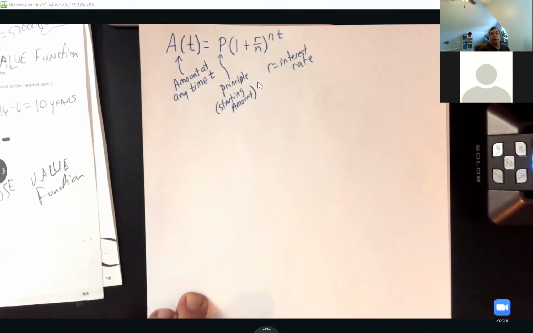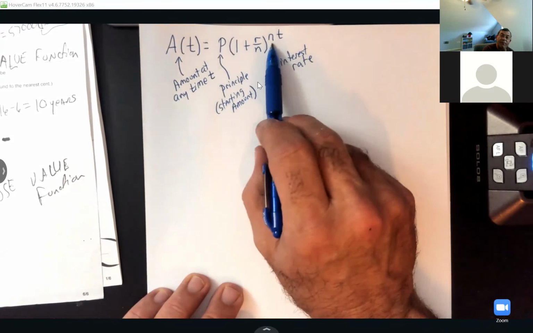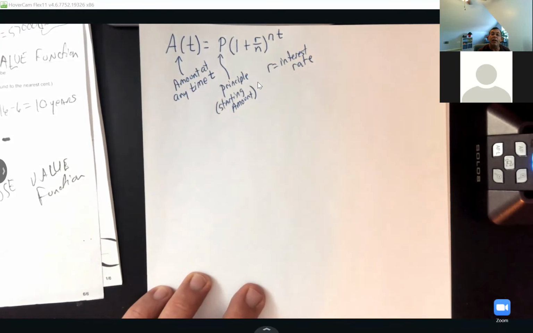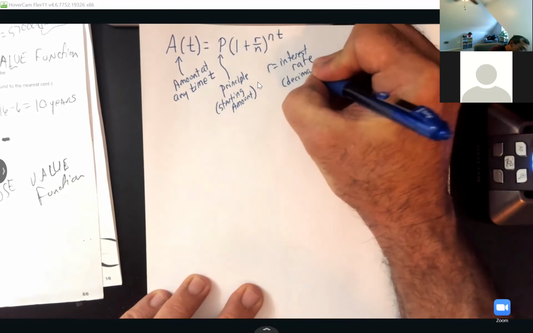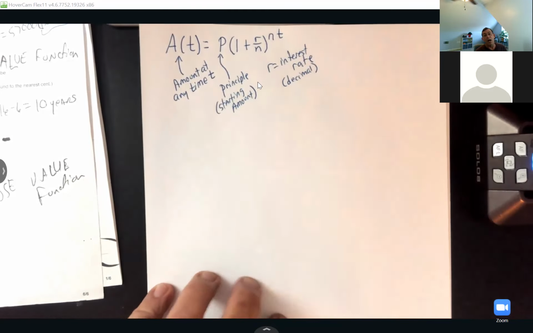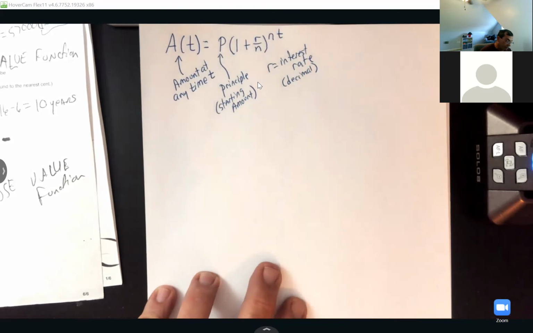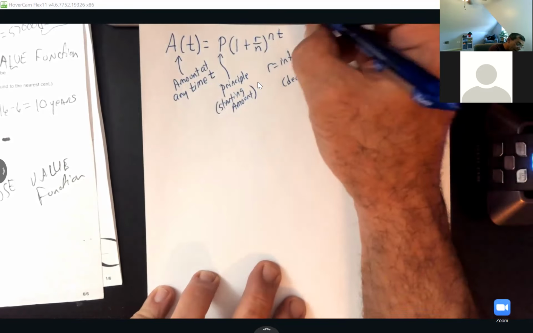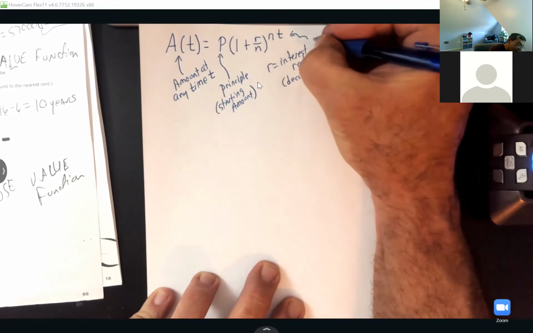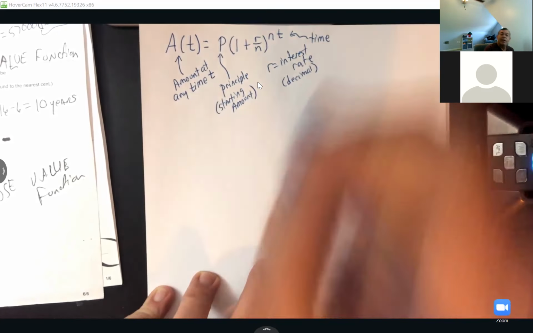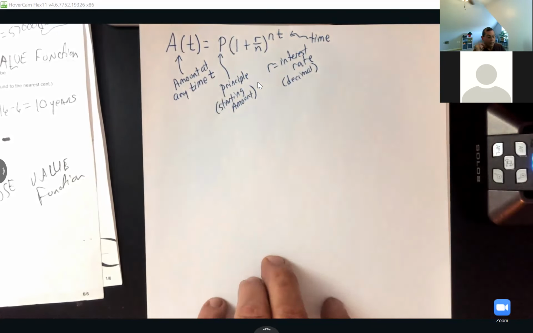Now remember, interest rate's going to be like 5%. I can't put 5% in my formula. I got to turn the interest rate into a decimal form. So interest rate has to be in decimal form and not percent, okay? And then, y'all, the last thing up here is my T. Well, no, that's not the last thing, but T stands for time in years.